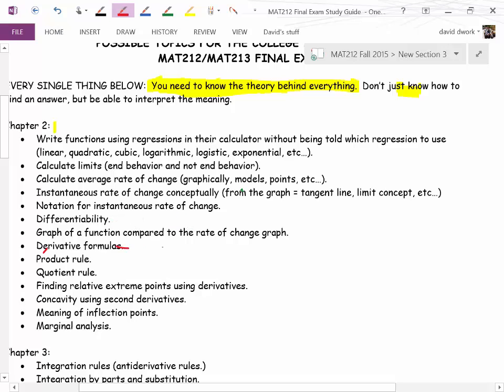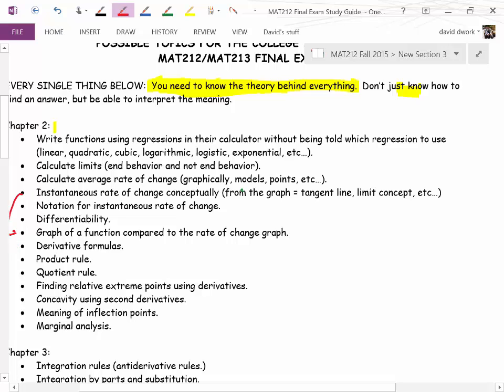Can you graph a function compared to the rate of change graph? So the idea of the derivative. Can you say, here's my original graph, here's my derivative graph, here's my second derivative graph, and be able to relate the two. That's just the whole idea of instantaneous rate of change.